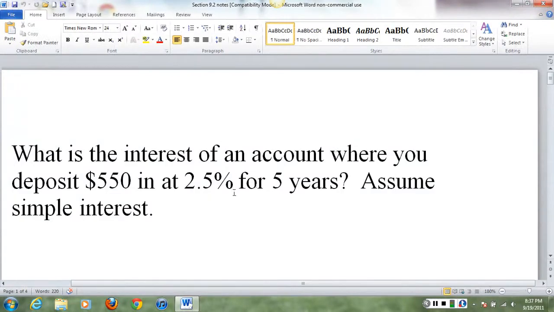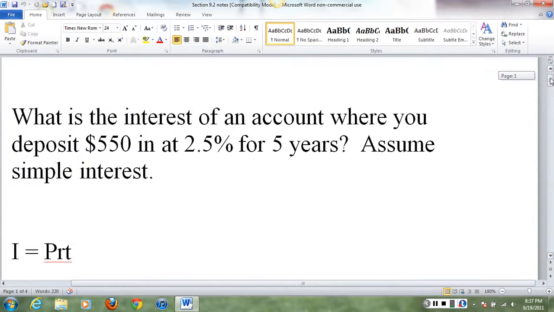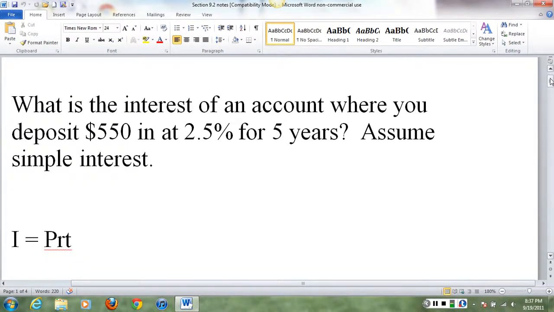So most of this section comes just from the types of questions you can get. So for example, what is the interest of an account where you deposit $550 in at 2.5% for 5 years? Assume simple interest. So if I'm just asking for interest, we're using our simple interest formula, I equals PRT.